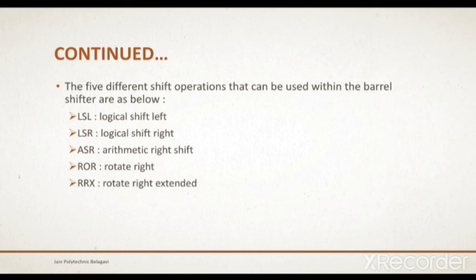In barrel shifter, there are 5 different shift operations that can be used within the barrel shifter, which are mentioned below. Those are LSL, logical shift left, LSR, logical shift right, ASR, arithmetic shift right, ROR, rotate right, RRX, rotate right extended. These are the 5 different operations which are performed by the barrel shifter.